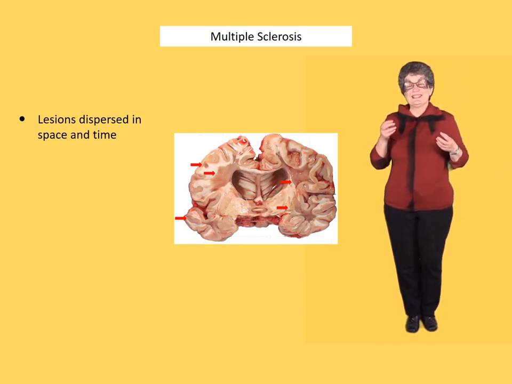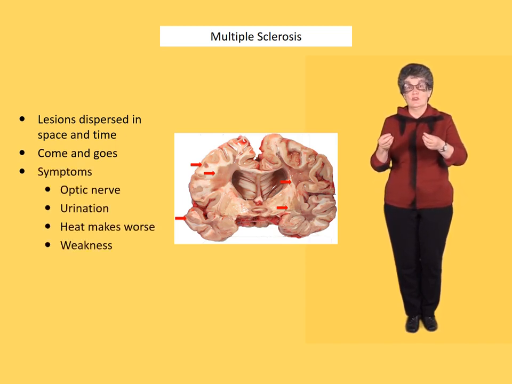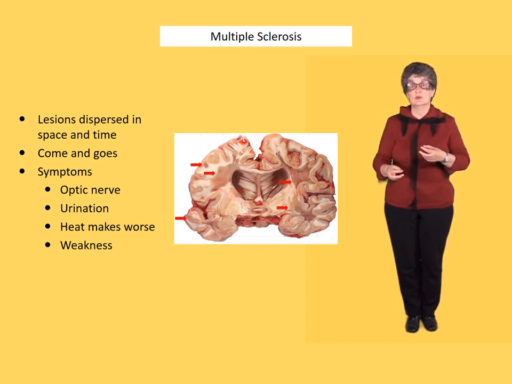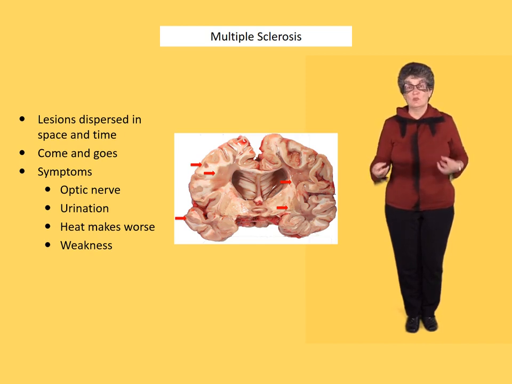Multiple sclerosis is a disease that comes and goes. We describe it as remitting and relapsing. This means that the symptoms affecting the optic nerve or the spinal cord affecting urination can come and go. We know that things like heat make it worse, and we know that quite often people get transient weakness.